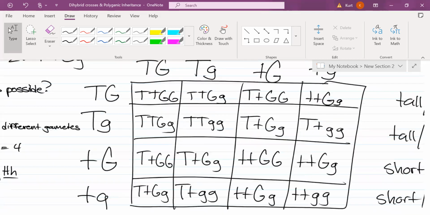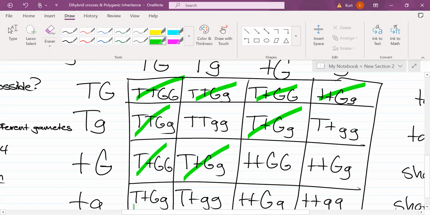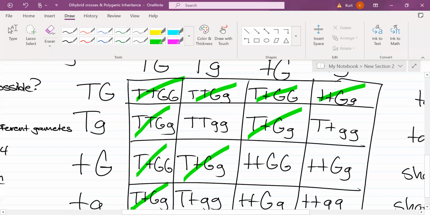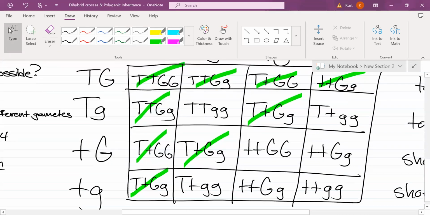Let's look at the Punnett Square first. So I'm going to identify all the ones that were tall and green with a green highlighter. For row 1, it should be all of them. For row 2, it should be box 1 and 3. For row 3, it should be box 1 and 2. And for row 4, it should be box 1. I think, did I do something wrong? Nope, that's fine. Okay. So how many out of 16 are going to be tall and green?